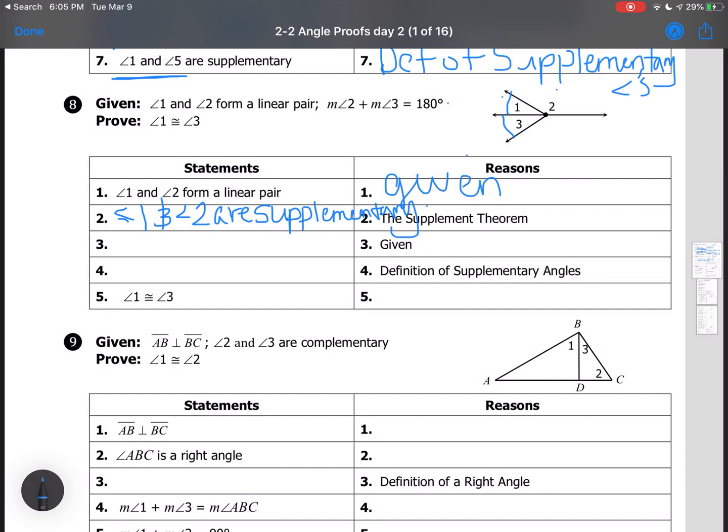Next, we need to fill in statement 3, and our reason is given. So we're going to look up above. We already used angles 1 and 2 form a linear pair. So this statement is going to be measure of angle 2 plus the measure of angle 3 equals 180 degrees.